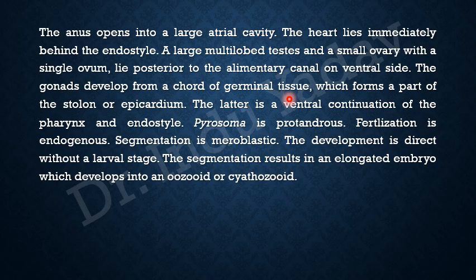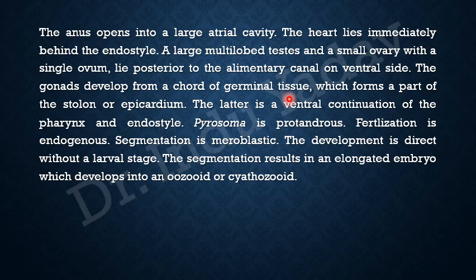And there are multilobed testes and a small ovary with a single womb. The position I told you, and this you will have to memorize, that the testes are multilobed, and the ovary at a time produces only a single ovum, and they are lying posterior to the alimentary canal on the ventral side. This I've shown you in the diagram. The gonads develop from a cord of germinal tissue which forms a part of the stolon or epicardium. The latter is a ventral continuation of the pharynx and endostyle.